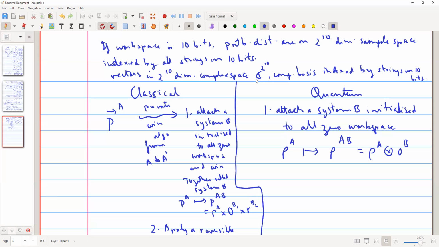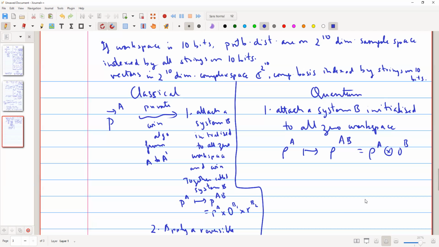And in this vector space, fix an orthonormal basis once and for all. Call that your computational basis, and just for convenience, I index those vectors by strings on 10 bits. So this is the analogy between the classical and the quantum. And now when I wrote 0b out here, I talked about the probability distribution which gave probability 1 to the all zero string and probability 0 to every other bit string.